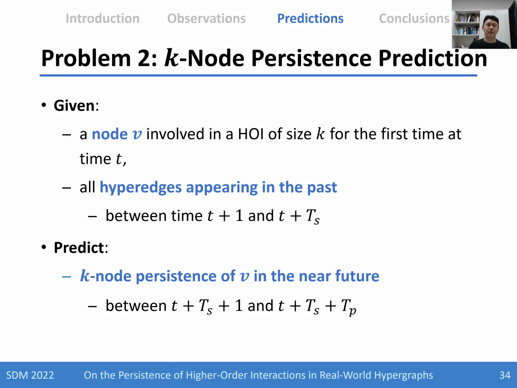The second problem is K-node persistence prediction. Given a node V is involved in a HOI of size K for the first time at time t and all hyperedges appearing in the past, we predict k-node persistence of V in the near future. Specifically, we used past 5 time units to predict the next 10 time units for both problems.